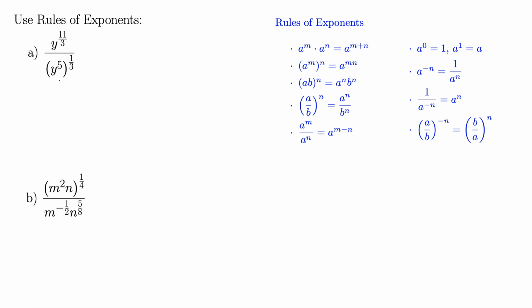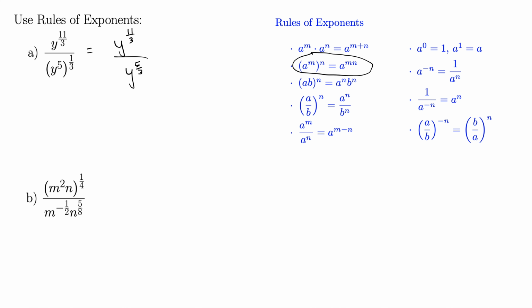So looking at this example, we have y to the 5th to the 1/3. So I'm going to use this rule of exponents here because when we have an exponent raised to another exponent, we multiply them. That gives us, well, the top stays the same, y to the 11/3, and on the bottom we now have y to the 5/3.